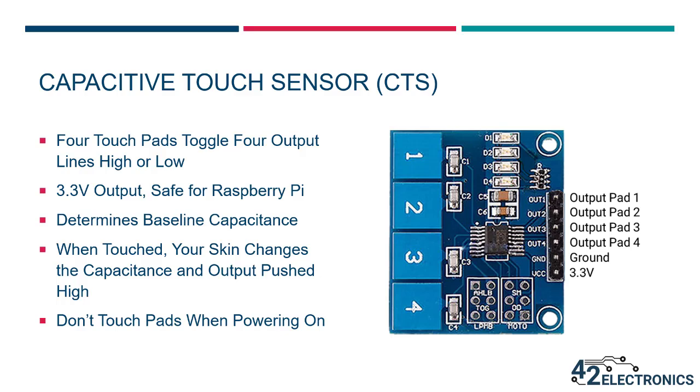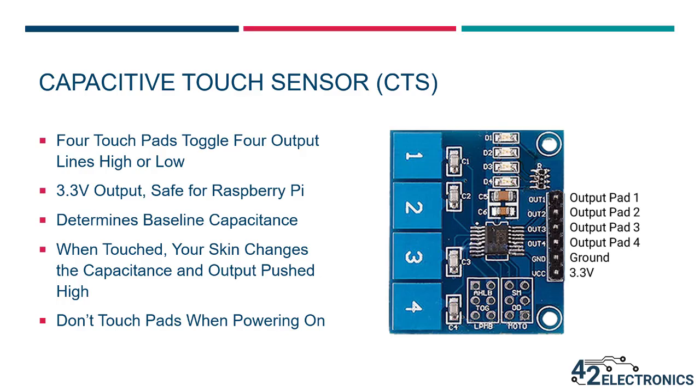Now let's move on and talk about capacitive touch sensors, particularly the one in your kit. This sensor measures the capacitance of 4 touch pads and will toggle 4 output lines high or low based on which pads are being touched. Output lines will be low until a pad is touched, at which point the corresponding output will go high.